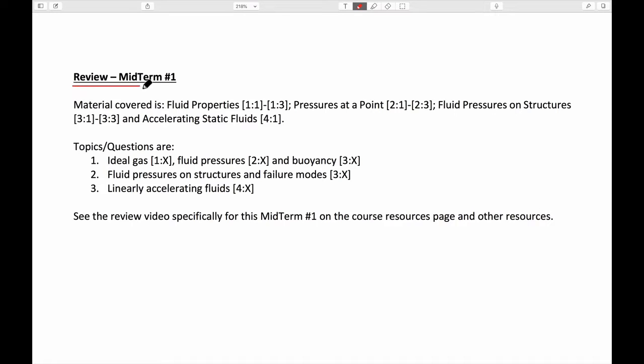Okay, this is the review for the first midterm. What you can bring with you to the exam is a calculator, an equation sheet, and pencil or pen. All the written stuff will be on the paper itself. The equation sheet's two-sided, can be anything you like.